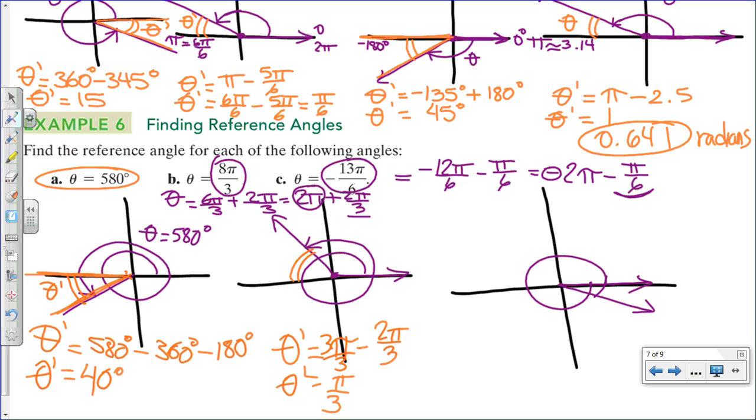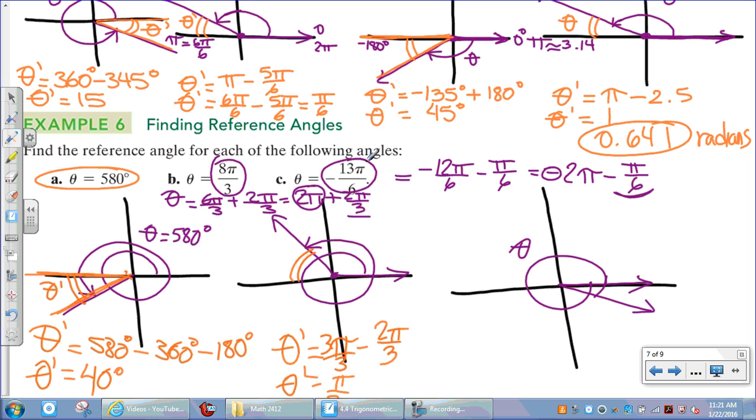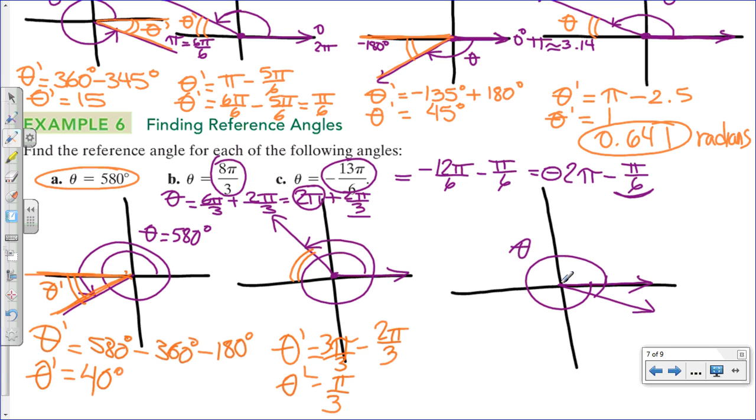Now the reference angle is going to be formed by the terminal side and the x-axis. That's the reference angle. And so that one is actually going to be pi over 6. I really don't know how we could find it numerically. What do you guys think?